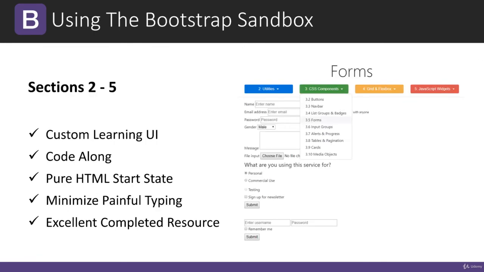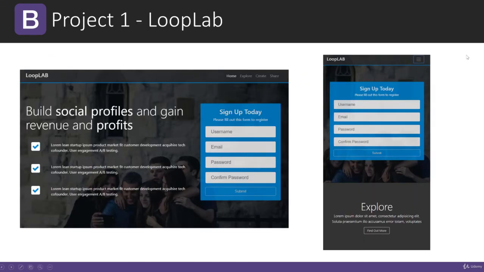So let's talk a little bit about what the Bootstrap Sandbox is. It's basically a custom UI that I created that is broken up into different sections that correspond with the course, and each one starts with just bare HTML, and then in each lecture we'll be adding the Bootstrap markup together and talking about what it is, what it does, and so on. And this will prevent you from having to type out all of the basic HTML stuff. We can just focus on Bootstrap itself. So it's broken up into four different sections: utilities, CSS components, the grid and flexbox, and then JavaScript widgets. All right, so once we complete the sandbox, we'll be moving on to our projects.